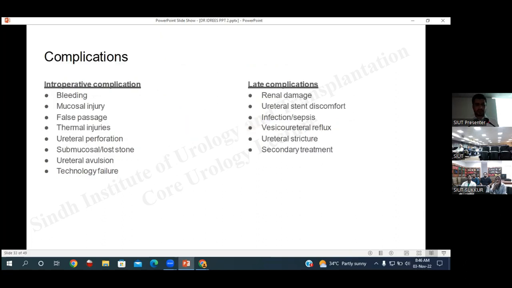And the complications: there is an intraoperative complication and late complication. Intraoperative complications are bleeding, mucosal injury, false passage, thermal injury, ureteral perforation, submucosal or lost stone, ureteral avulsion and technology failure. Late complications are renal damage, ureteral stent discomfort, infection, sepsis, VUR, and ureteral stricture, and these need secondary treatment.